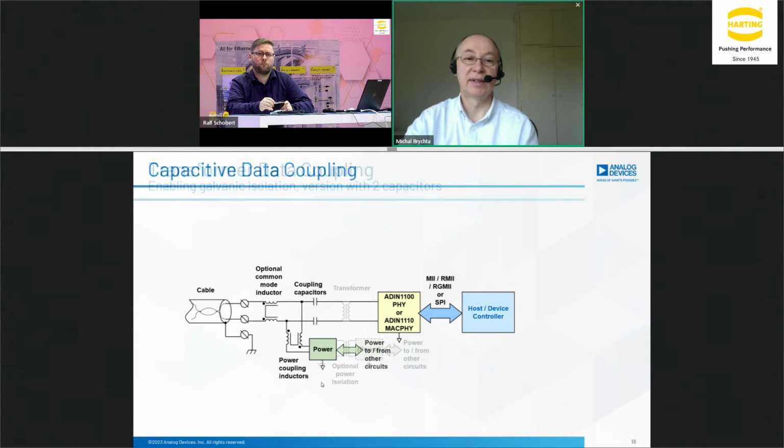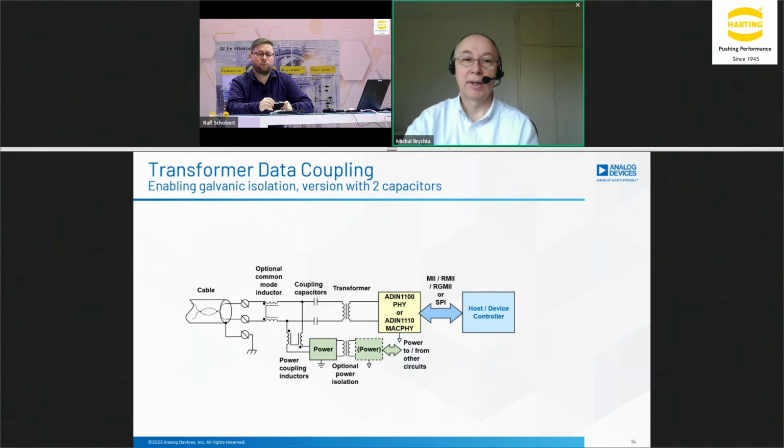But of course, if somebody needs a better performance, they can use a transformer. You can use a transformer for the same SPE. You still need capacitors to block the DC current flowing through the transformer. But the transformer now can provide galvanic isolation, can provide more robustness against common mode voltage disturbance. And the power can be delivered isolated or non-isolated, depending on the requirement of the end system. And this is a version with 2 capacitors. We can also show a version with a single capacitor connected in the middle of the transformer.